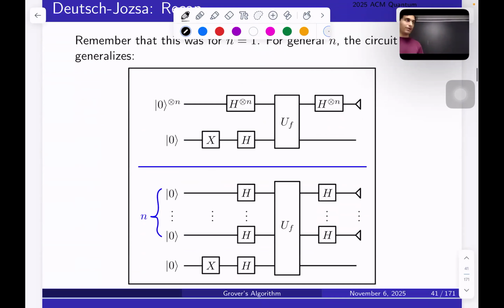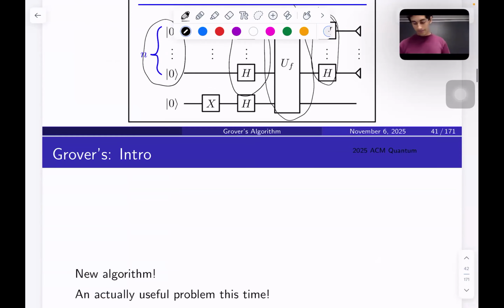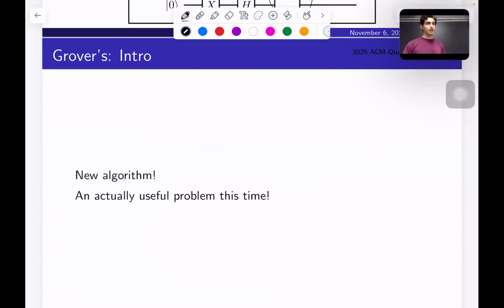We showed the example for just n equals 1, but again, the circuit generalizes. If you have n qubits instead of 1, that's what this means: n qubits in the 0 state. Equivalently, you could draw the registers separately. You do the same exact thing where you apply Hadamards on each one of them, apply the oracle in superposition, and then apply Hadamards again to undo the superposition. So it just generalizes. Questions on Deutsch-Jozsa and any of the recap stuff?